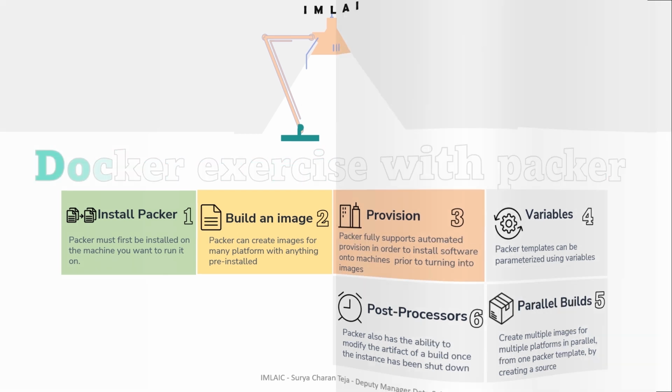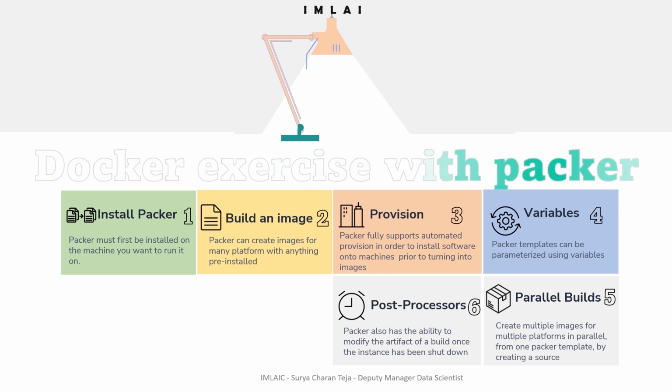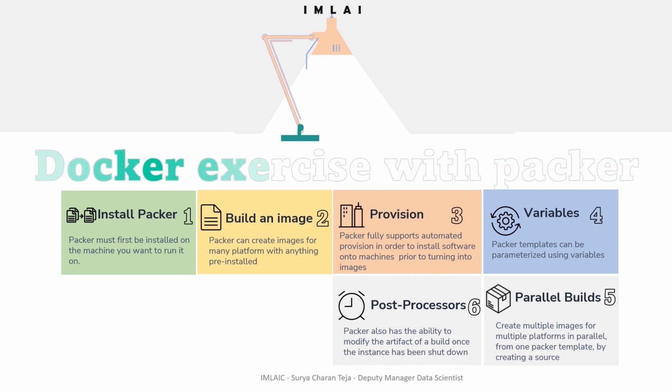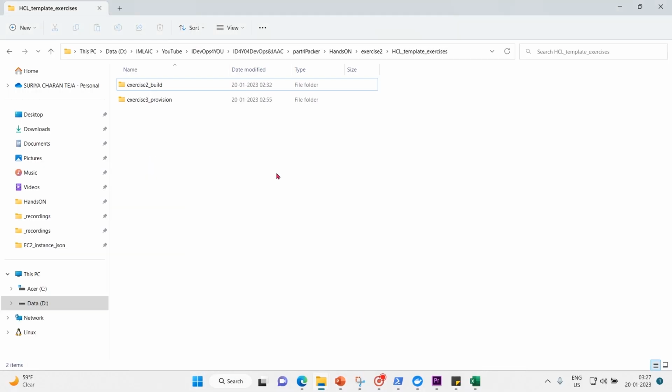So now in this exercise, that's the fourth exercise, we will add Packer variables to parameterize our Packer build, making it more robust and more dynamic instead of going with the static Packer template. For that, I'm going to create one more directory here. The name of the directory I'm going to put is exercise 4 and then variables.